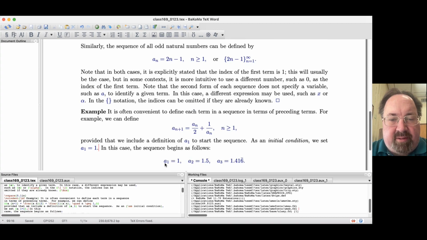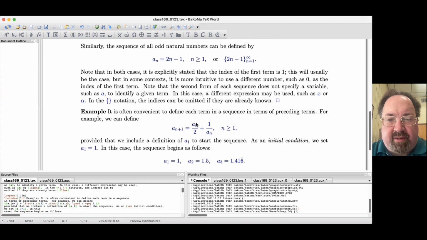So then, to just obtain all the elements of a sequence, we just keep going. When I set A1 equal to 1, in other words, we're setting n equal to 1 throughout this equation. Then I get A2 is equal to A1 over 2 plus 1 over A1. Since A1 is equal to 1, if I plug in 1 here and here, I'm going to get 1/2 plus 1, so I'll get 1.5. Then I'll take 1.5 and plug that in here.